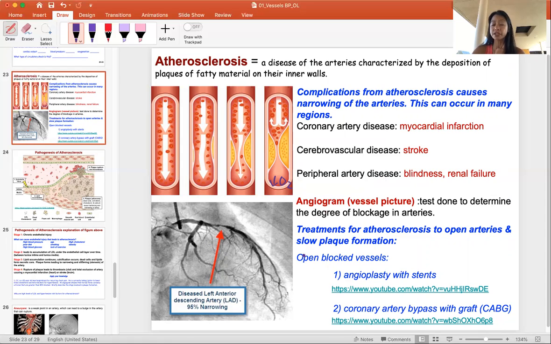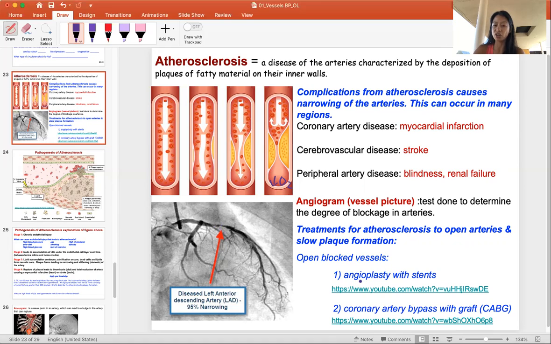There are treatments for this, and I have a couple of videos that are just more interesting. There's a lot of info in them, but it's interesting to see what happens. If you have a blocked artery, you can get a picture of it using an angiogram, and you can figure out where the blockage is. Once you know where the blockage is, you use ways to open the blocked artery.